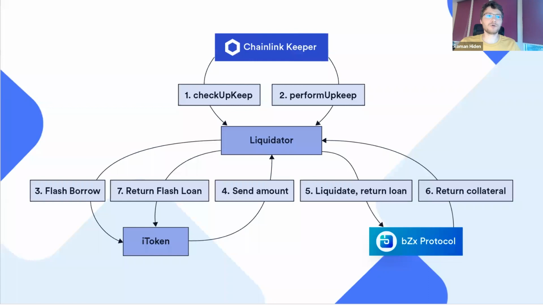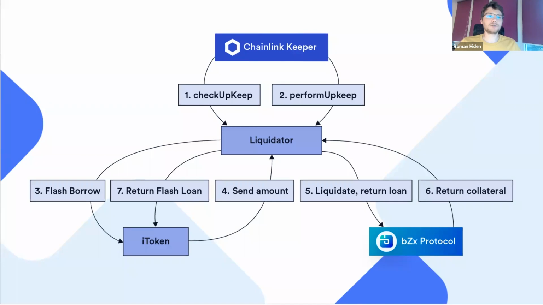For people who don't know what a flash loan is, it's an undercollateralized loan that has to be returned in the same block. After that, the flash loan is used to liquidate the current position in the loan amount. This loan amount is sent to the bZx protocol to cover the loss. The bZx protocol then returns collateral. The liquidator swaps this collateral back to the loan, and the amount is returned to the flash loan. This process is called repeatedly until the system is healthy again.